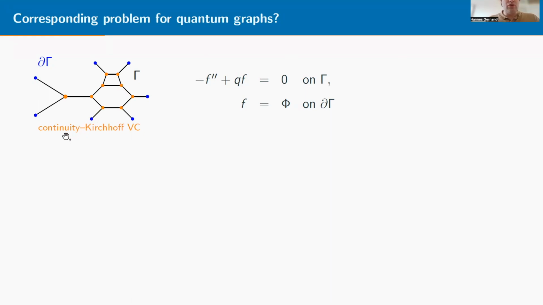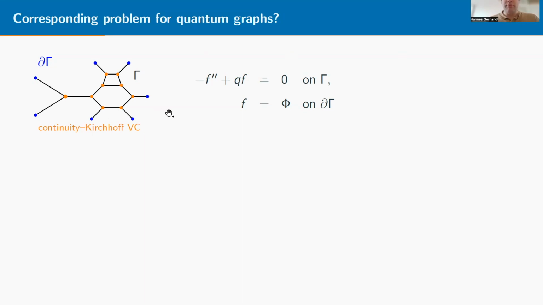Typically, these are the continuity Kirchhoff vertex conditions. That means you assume that when you evaluate the functions on each edge at the vertex, this should be the same value. This is the continuity, and the sum of the derivatives should vanish. So this is a typical interface condition you consider there. And this whole object, the graph with the differential operators, is called a quantum graph.